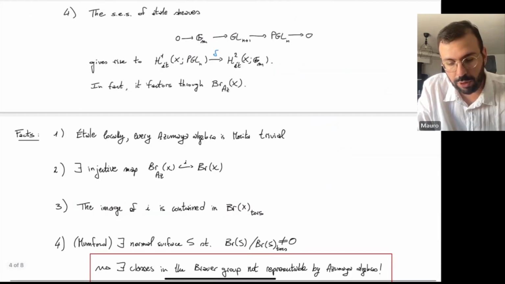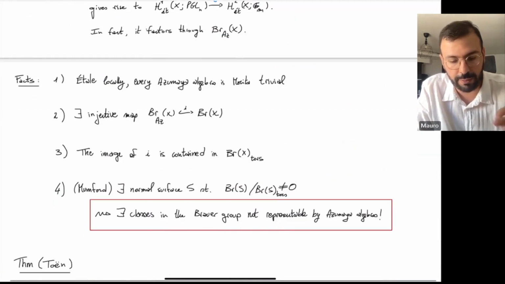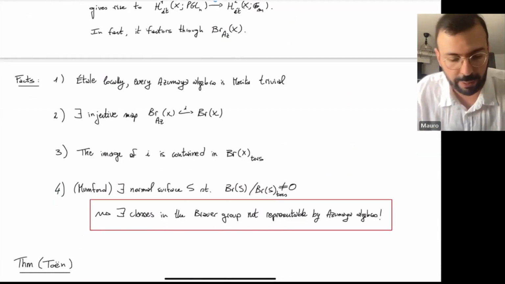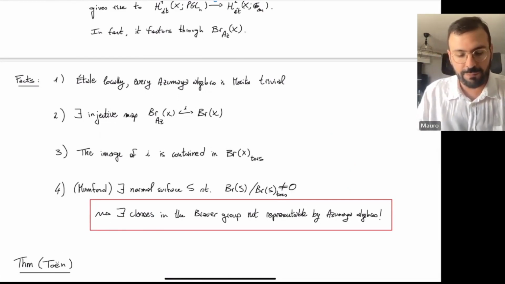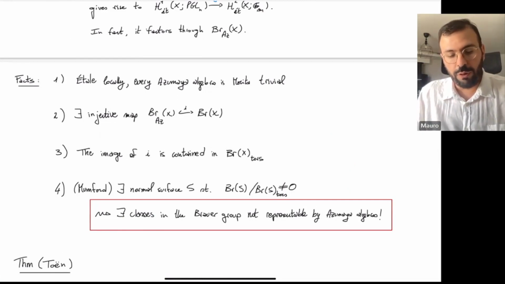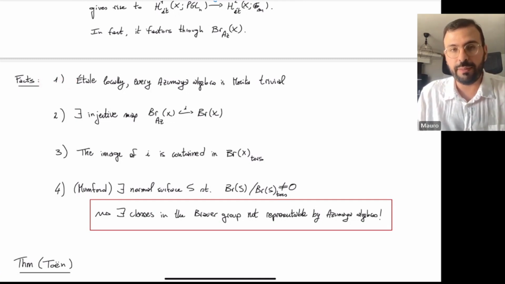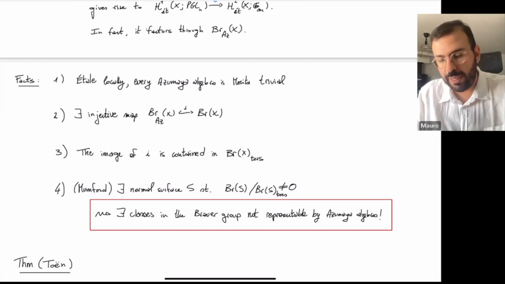And now the relation between these two groups, and other facts that are useful to know about this kind of stuff, is that, first of all, every Azumaya algebra étale locally is a matrix algebra. So étale locally, we can trivialize every Azumaya algebra. So you can think of an Azumaya algebra.